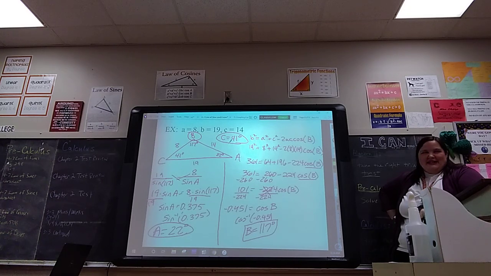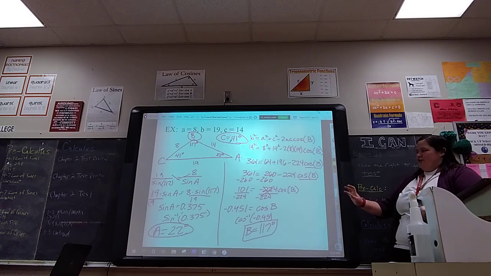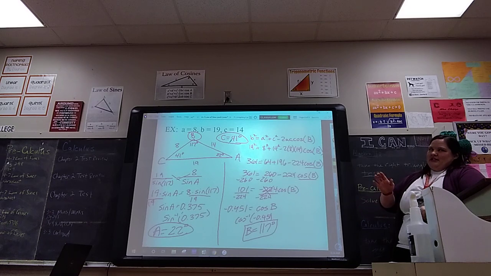Alright, questions about that example? Like I said, typically in this situation we have more sides than angles. The solving part is not quite as nice because we actually had to move stuff around to get the angle by itself. The second situation is not going to be as bad.